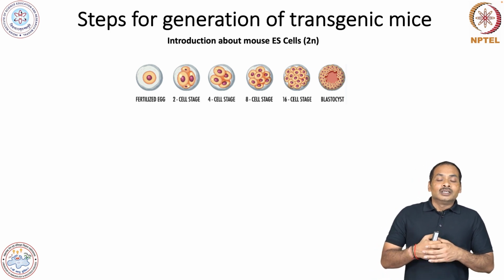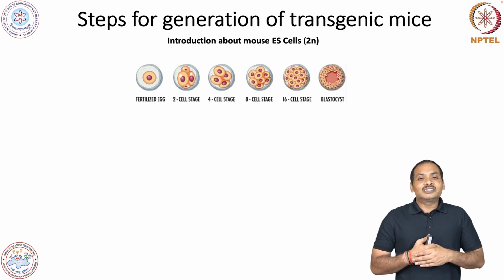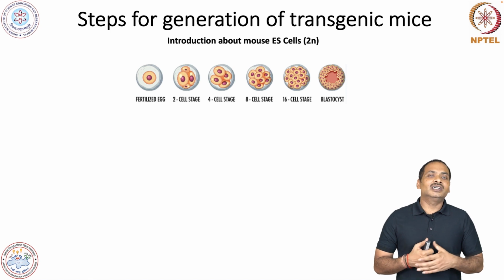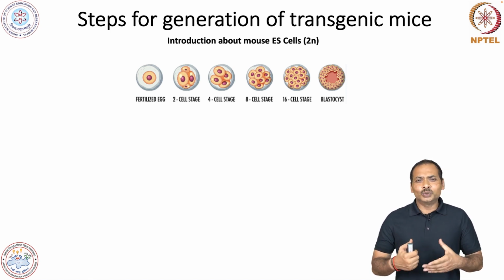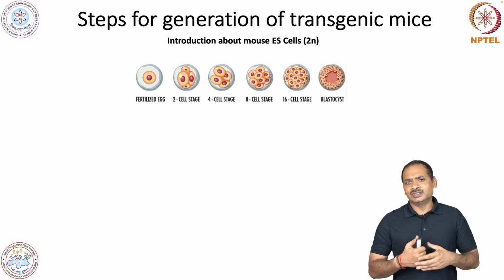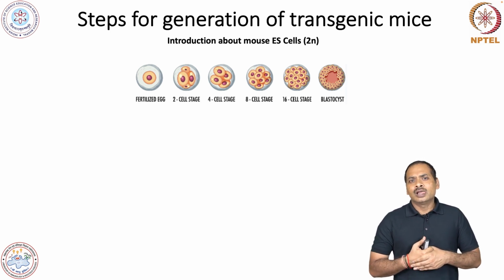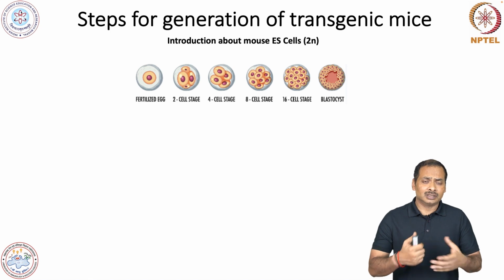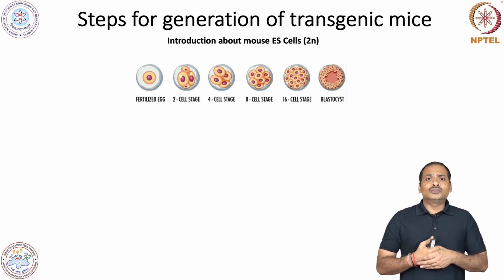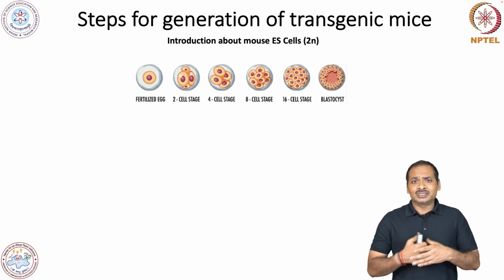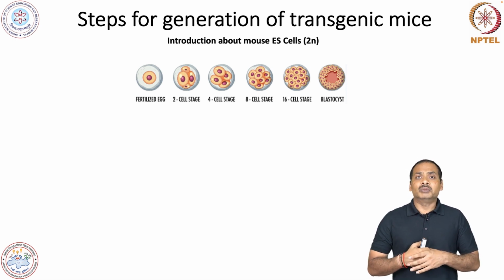Embryonic stem cells are very fragile. Fragile means their handling is very, very important. If you are a poor handler of cells, then it is very difficult to create knockout or transgenic mice out of these embryonic stem cells. So, as a prerequisite for doing this kind of work, you should be excellent in handling mammalian cells.